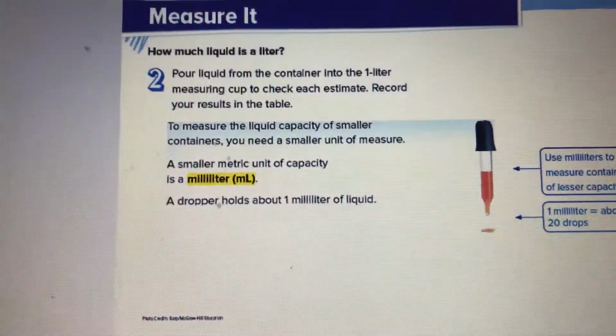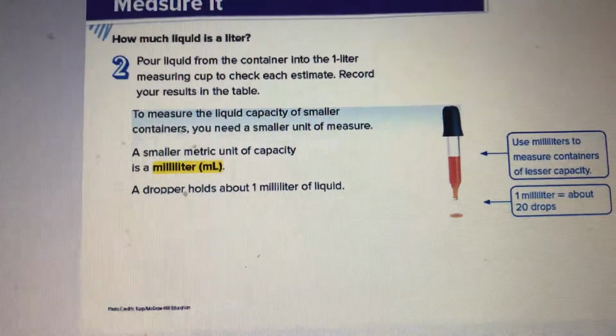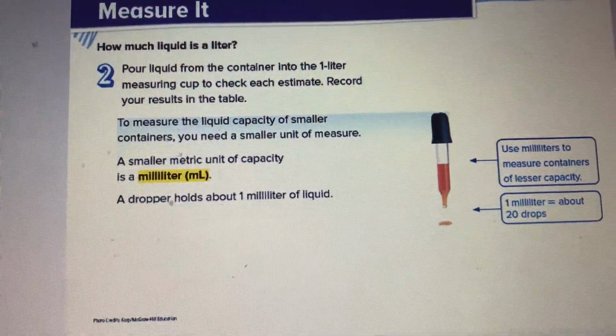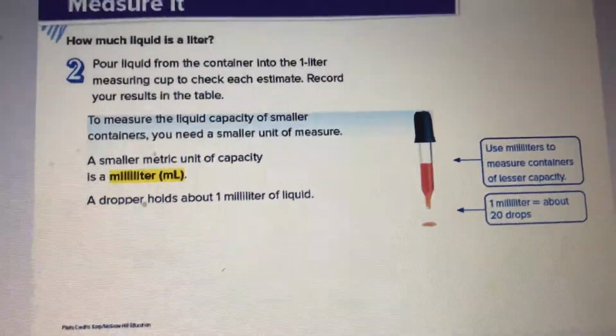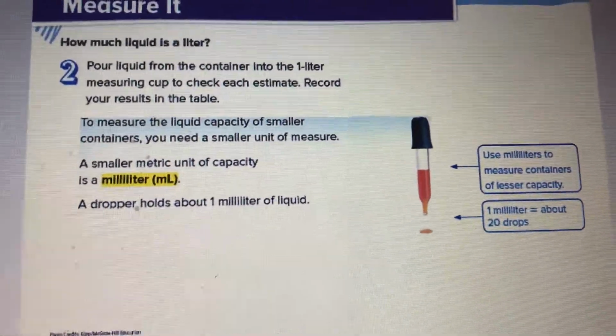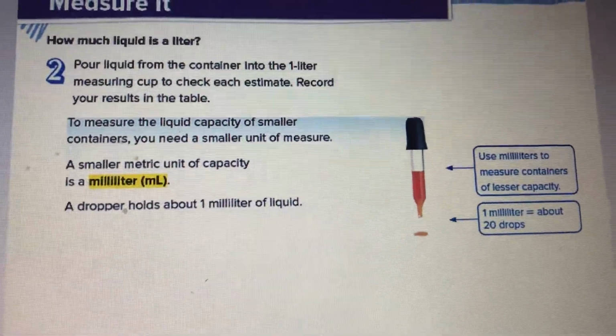We use milliliters to measure containers that have less capacity. 1 milliliter is equal to about 20 drops of water, okay? So when we think of smaller things, we measure those with milliliters. Bigger things we measure in liters.